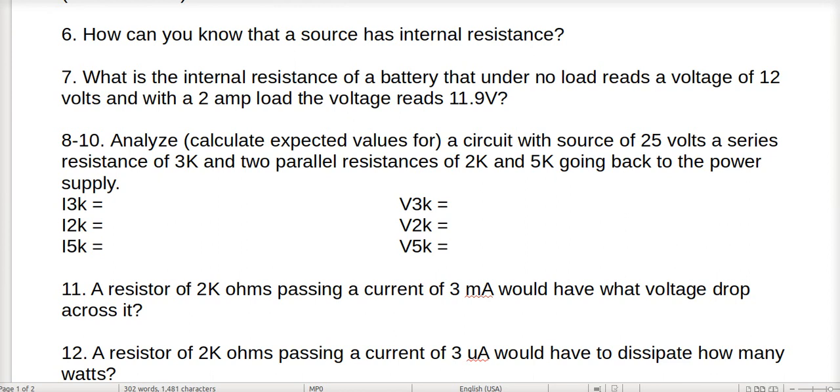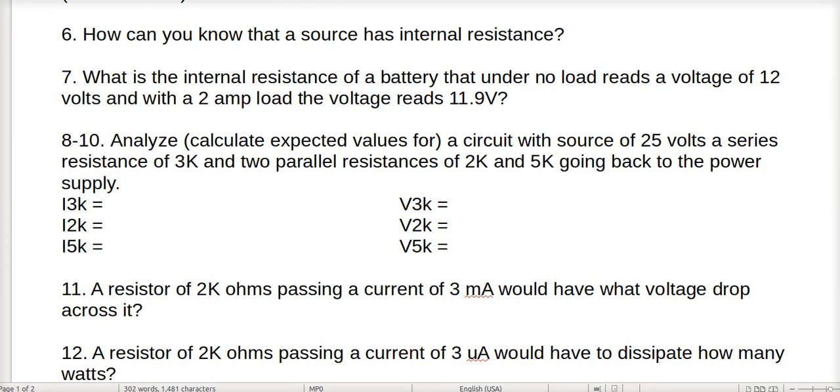So what's the internal resistance of a battery that under no load reads a voltage of 12, and with a 2 amp load, the voltage, and this is the voltage at the terminals, reads 11.9? So this is really an Ohm's law problem. With no load or no current, you read 12, and now when you're flowing 2 amps, you read 11.9 at your battery terminals. That means you've got internal resistance, and you're dropping 1/10 of a volt with 2 amps flowing, so you can figure out exactly what that internal resistance is. It's just an Ohm's law problem.